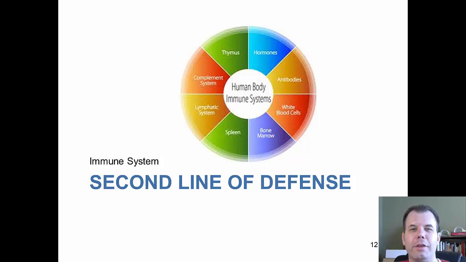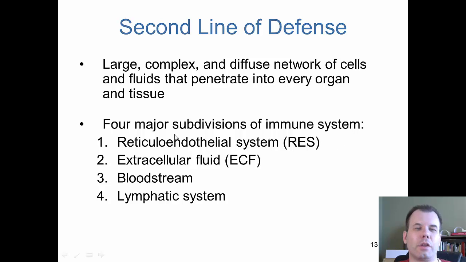And again, there's lots of different things that play a role here. It's a large, complex, diffuse network of cells and fluids that penetrate every organ and tissue. So it kind of surrounds all the tissues and organs in our body. And again, we have really four main classifications or subdivisions of these things. The first one is a very long, hard word, which is called the reticuloendothelial system. Try and say that four times. That is basically all your connective tissue.